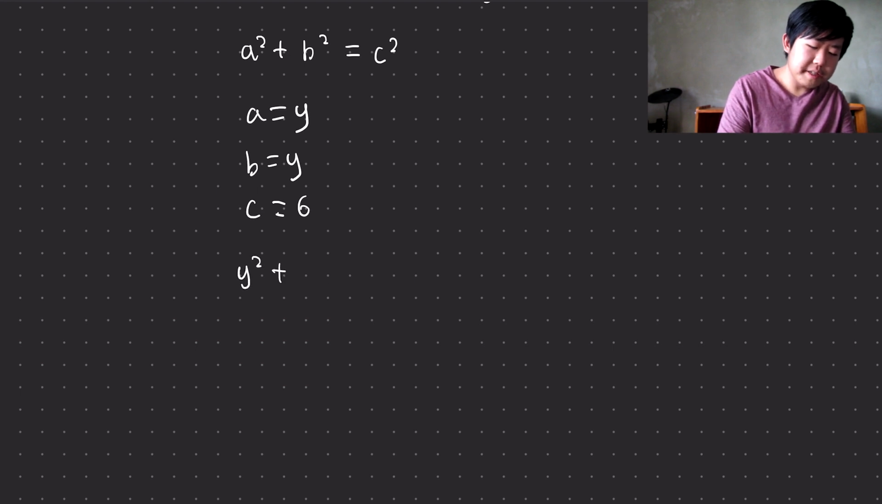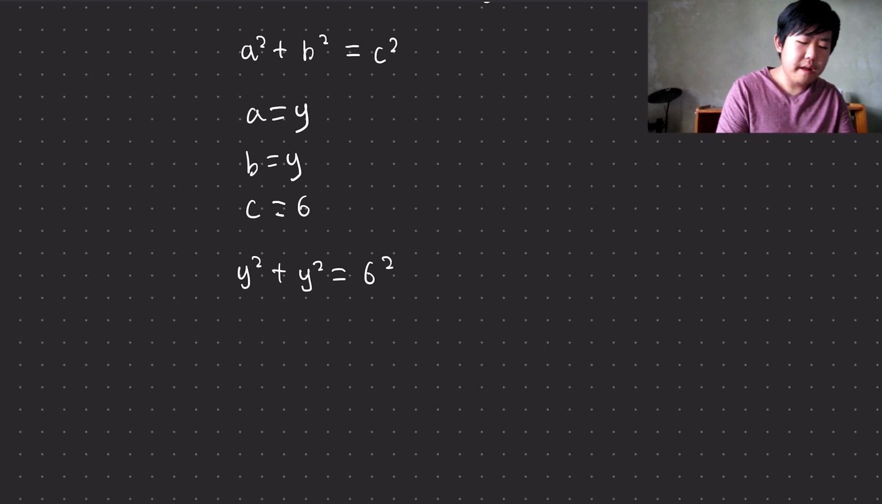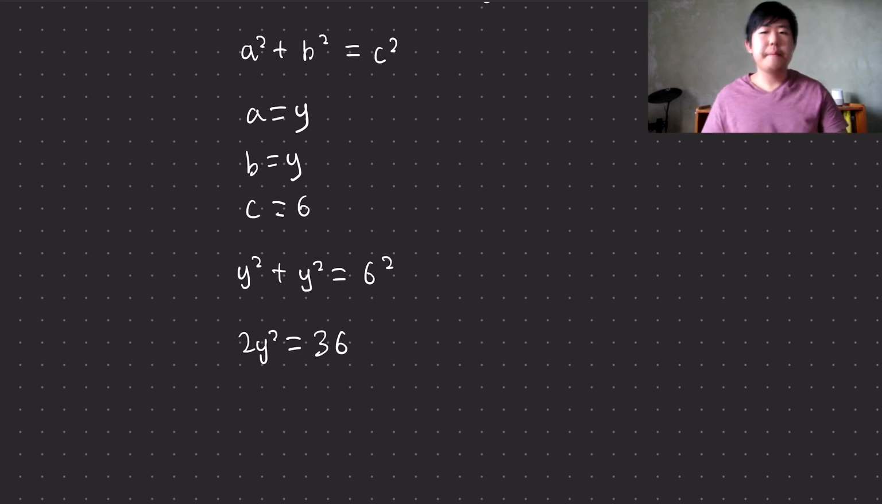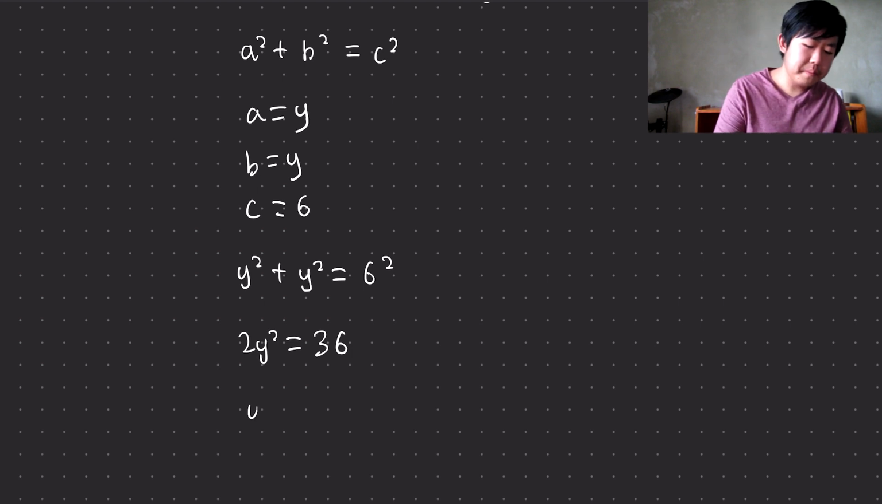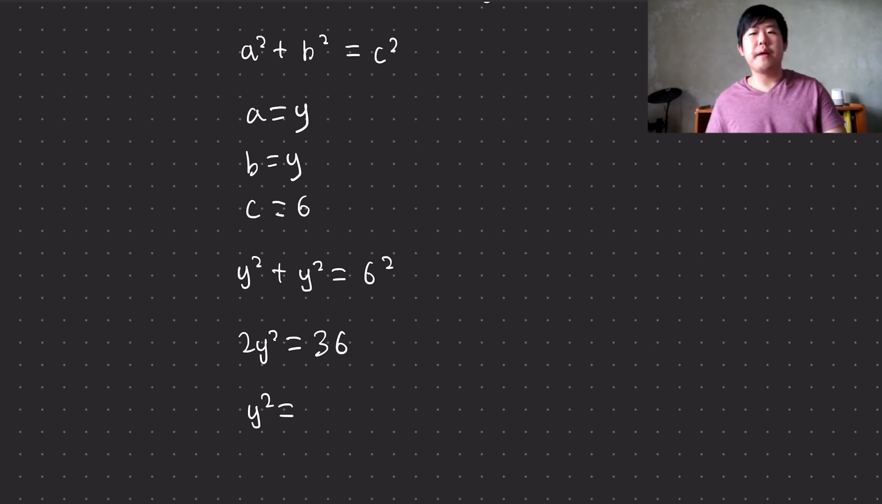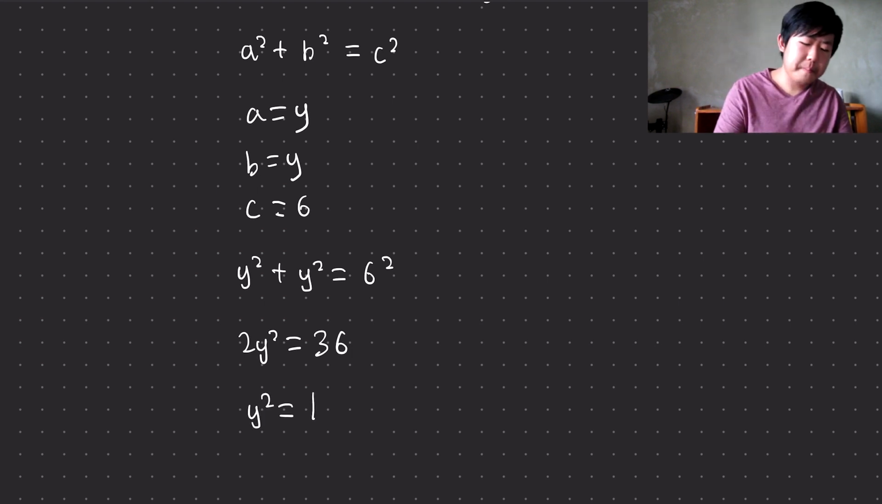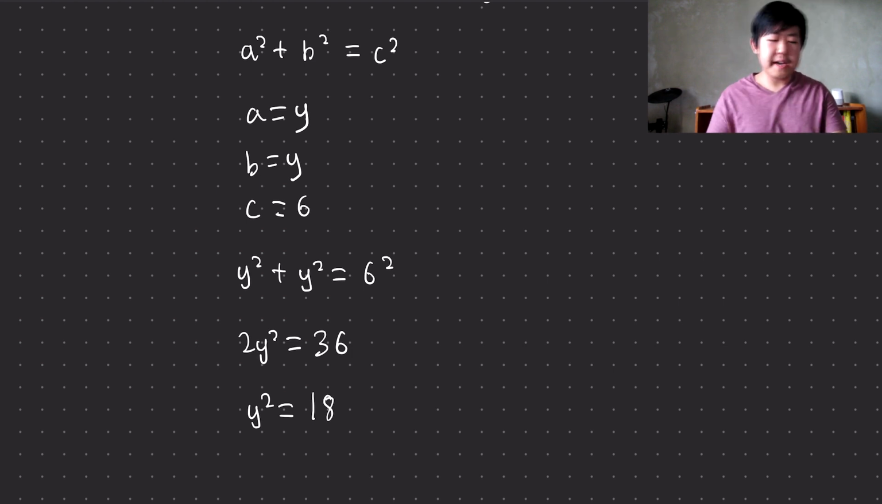y squared plus y squared equals 6 squared. Then 2y squared equals 6 squared, which is 36. And now let's divide both sides by 2. So if you divide 2y squared by 2, that's just going to be y squared. And then 36 divided by 2 is of course 18.